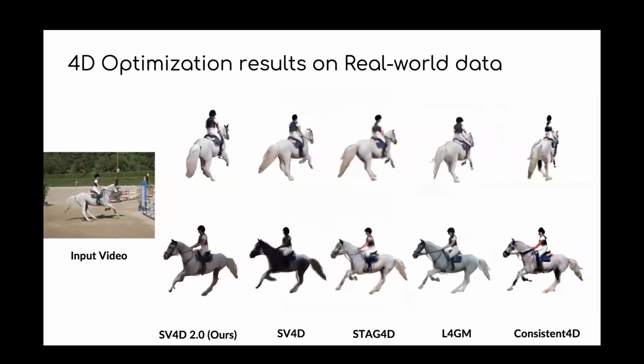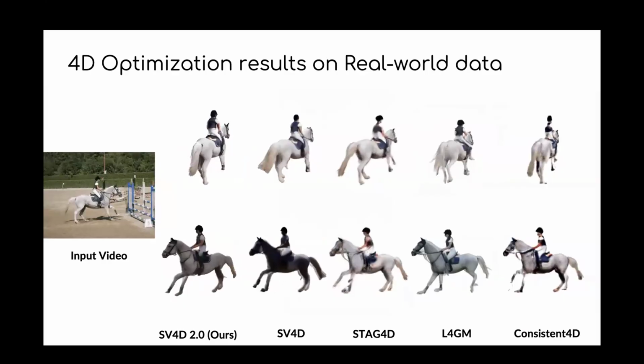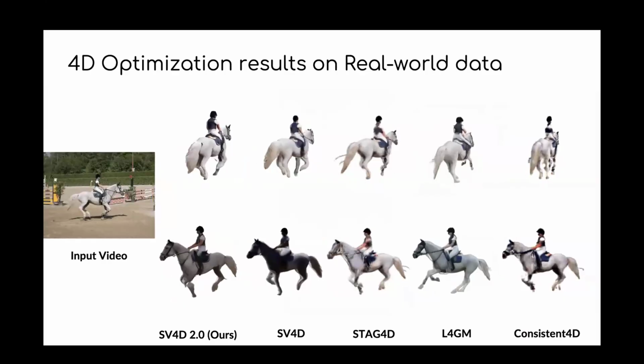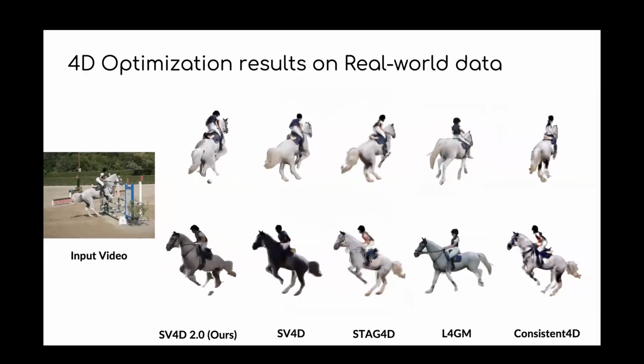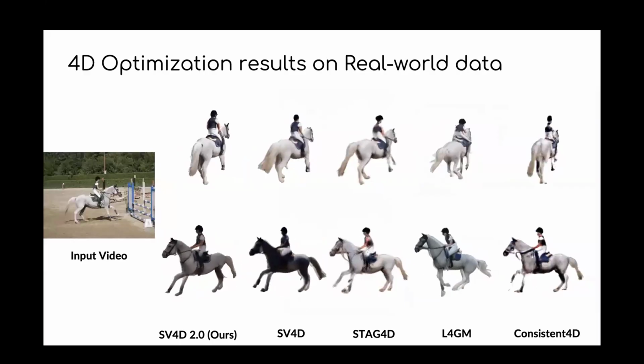This is actually a dynamic NeRF result. This is not a video result. On top of that, we optimize dynamic NeRFs. These are explicit 4D assets. Compared to state-of-the-art works like Stag4D, L4GM, and Consistent4D, we get much higher quality results here as well.